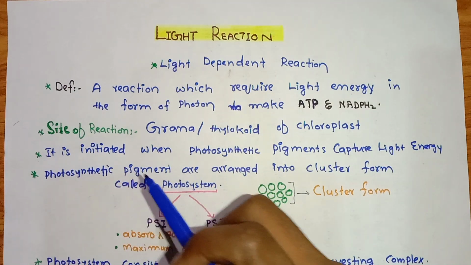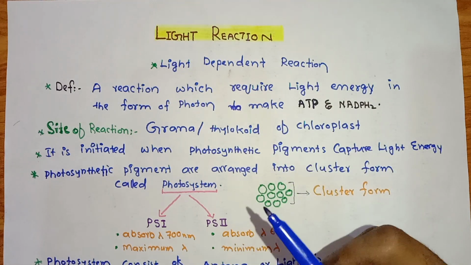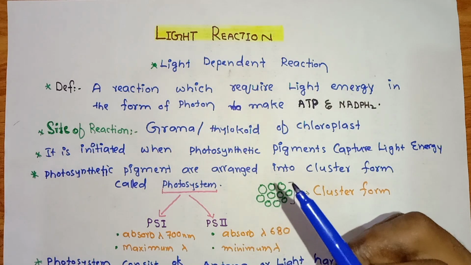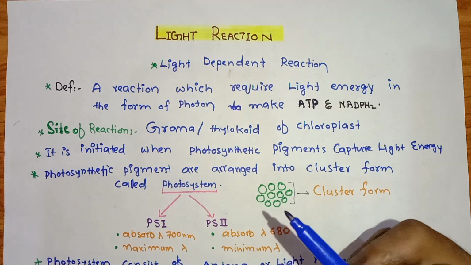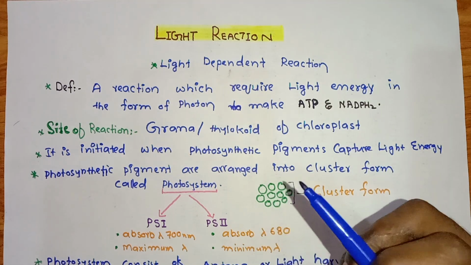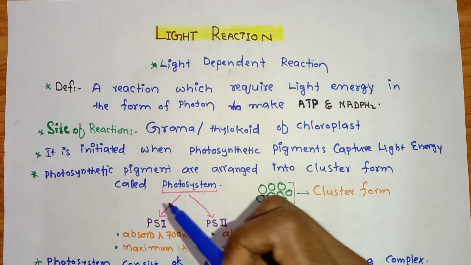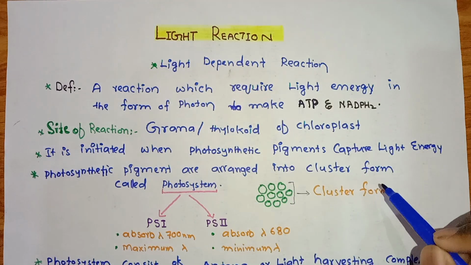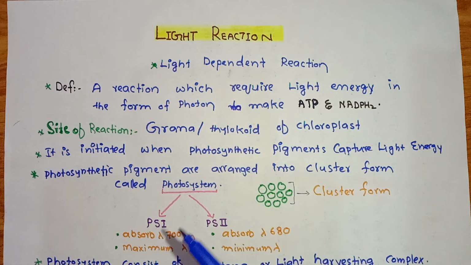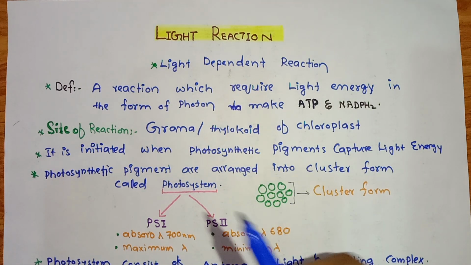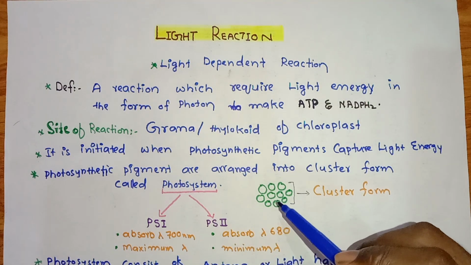And it is initiated when photosynthetic pigments capture light energy. So this reaction occurs when sunlight falls on the leaf and the photosynthetic pigments capture the light energy in the form of photons, and then that energy makes ATP and NADPH2. The photosynthetic pigments are arranged in cluster form called a photosystem. So what is a photosystem? These are the photosynthetic pigments arranged in cluster form.